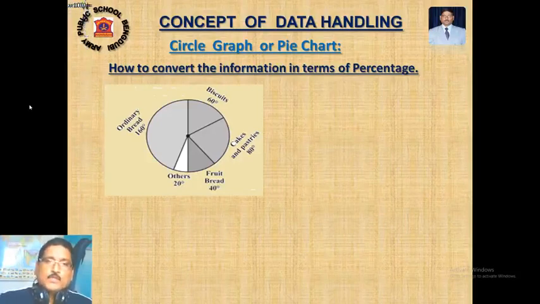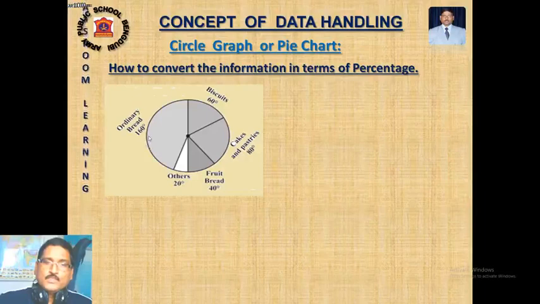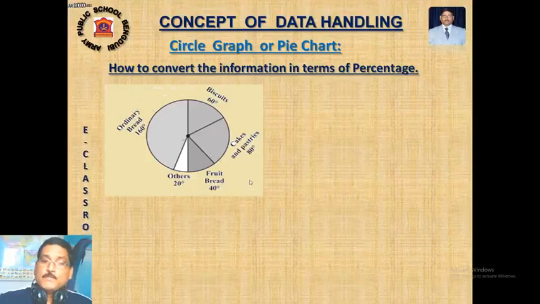Now the bakery shop question, which I have done earlier. Ordinary bread 160 degree, others 20 degree, fruit bread 40 degree, cakes and pastries 80 degree, biscuits 60 degree. We have to convert this information in terms of percent.